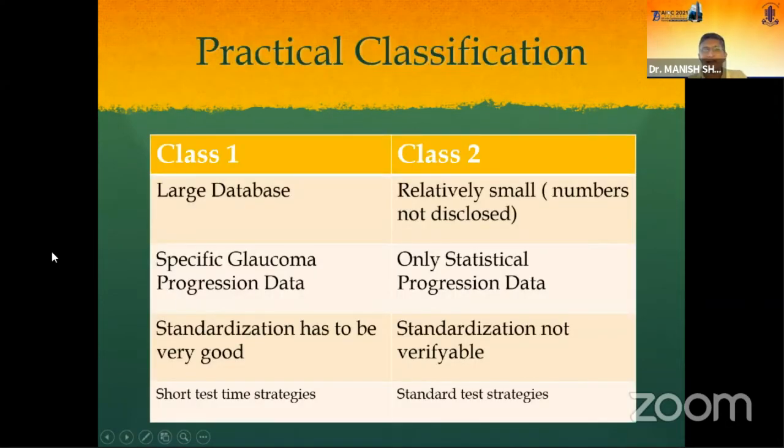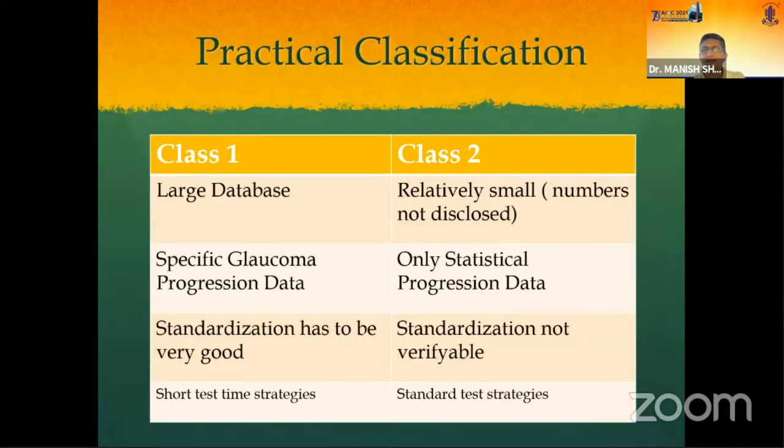I have made a practical classification called class 1 and class 2. This is my own classification, so it is not something made by somebody else. Class 1, what I call, are perimeters which have a very large database, which includes racial specific data as well. They have specific glaucoma progression data from a very big database of stable glaucoma patients, and have very good standardization. In addition, they have short testing time strategies.